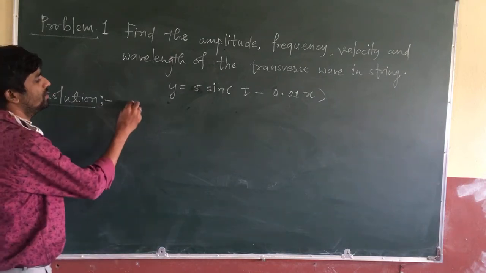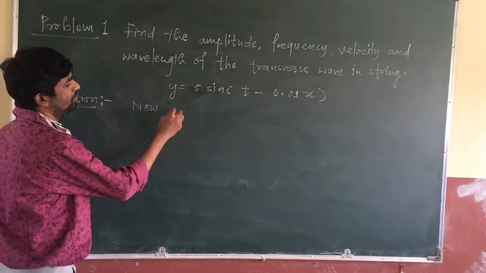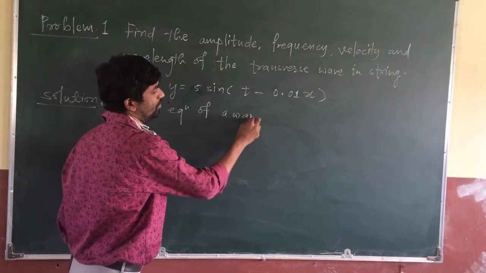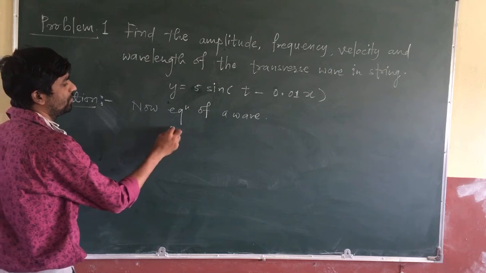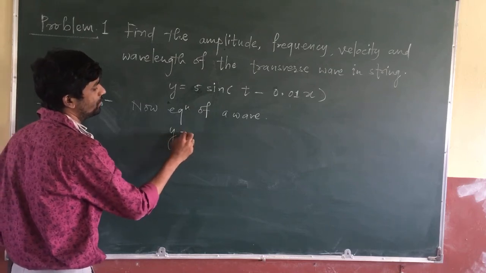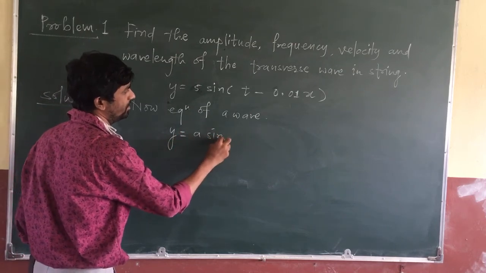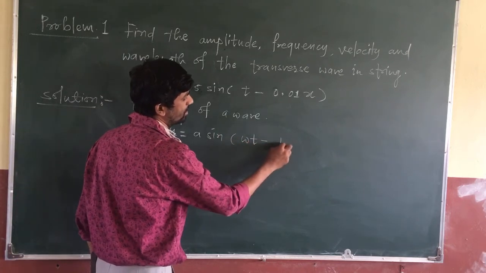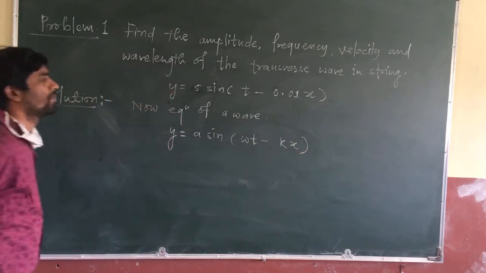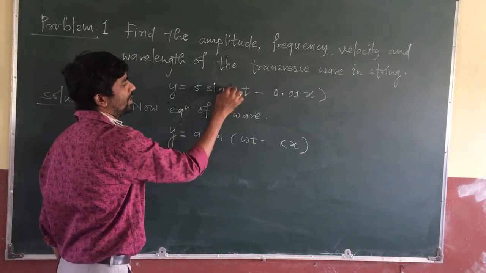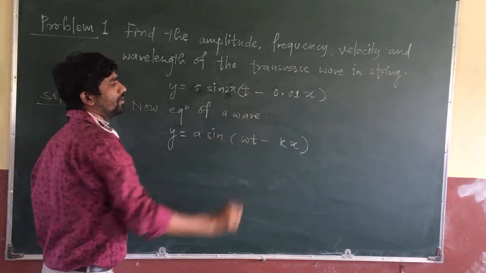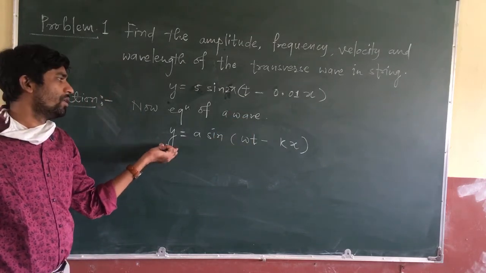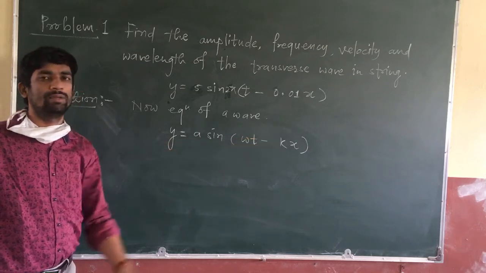Now, what is the general equation of the wave? The equation of the wave is y equals a sin(omega t minus kx). Here it is 2 pi into t. So this is the equation of your wave: y equals a sin(omega t minus kx).